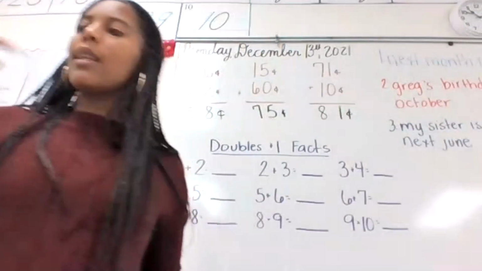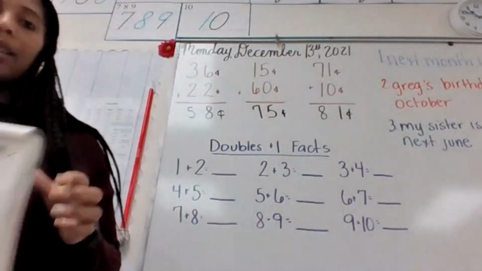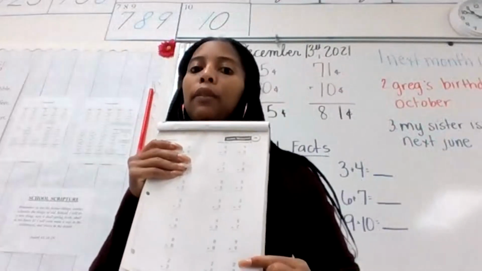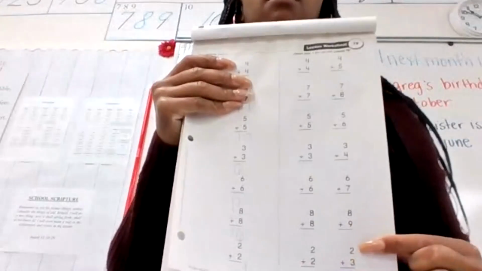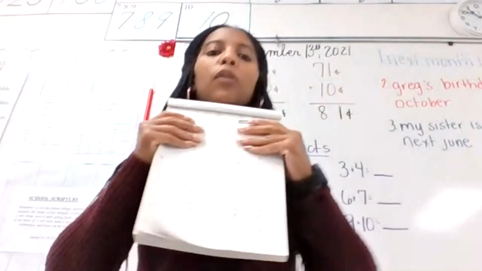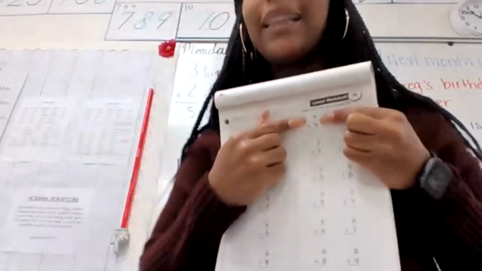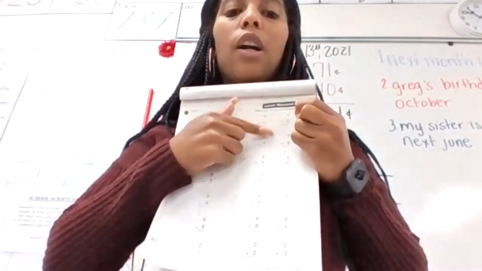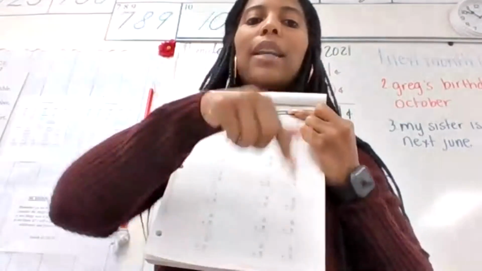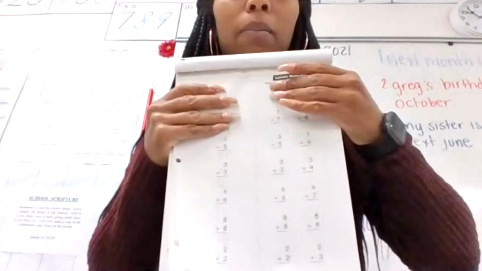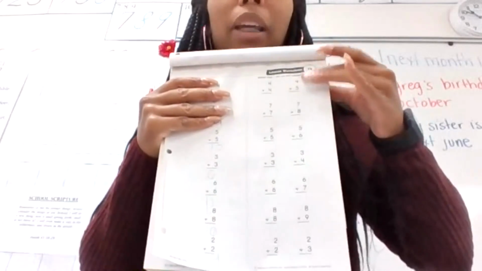Okay, so now let's look at the other side of the page. If you look on this side, these facts look a little different. These are called the doubles plus 1 facts. So what that means is if you look at 4 plus 4, that's a doubles fact. But when you look at 4 plus 5, the 4 on the bottom turned into a 5. We made it go 1 more. That's why it's called doubles plus 1 facts, because instead of it being a doubles fact, it's a double plus 1, which would make it 4 plus 5.